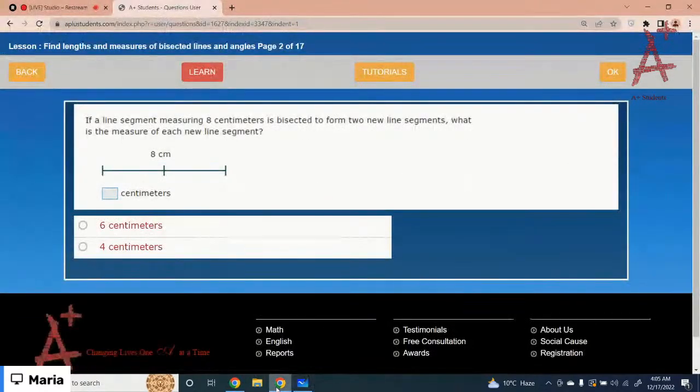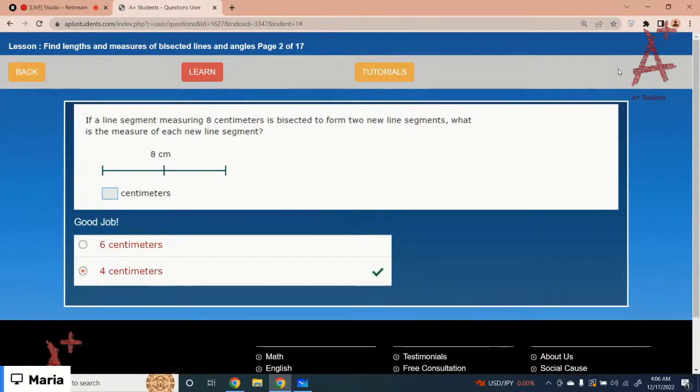The next one is: if a line segment measuring 8 centimeters is bisected to form two new line segments, what is the measure of each line segment? So it would be 8 centimeters. You divide it into two equal parts. So 8 divided by 2 equals 4 centimeters. Got it? So the length of each line segment is 4 centimeters. So select the correct option, then click on the OK button.